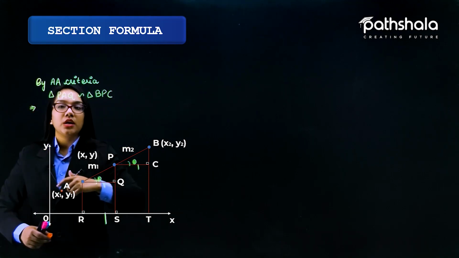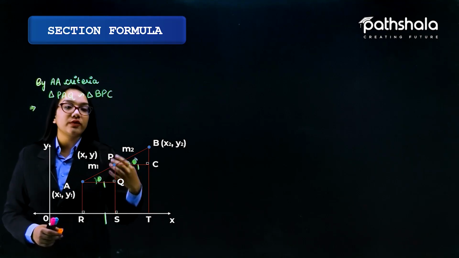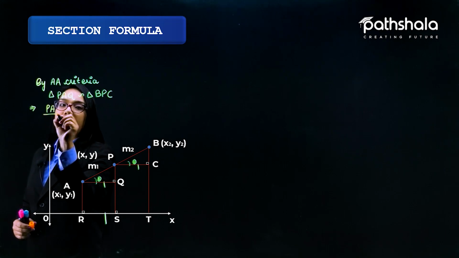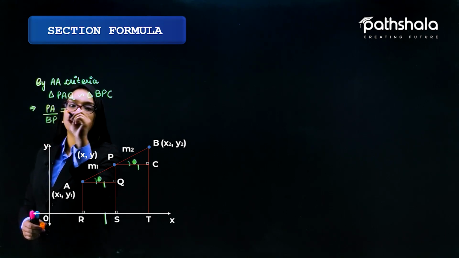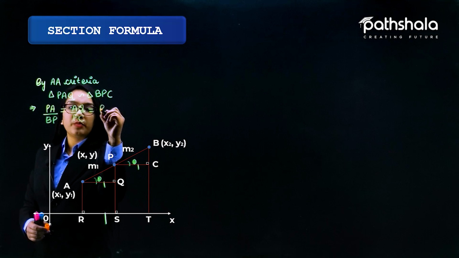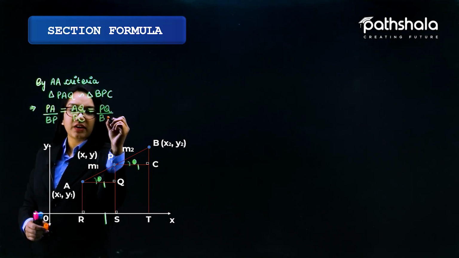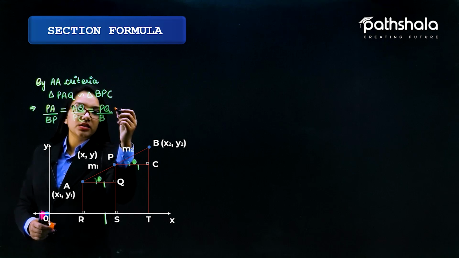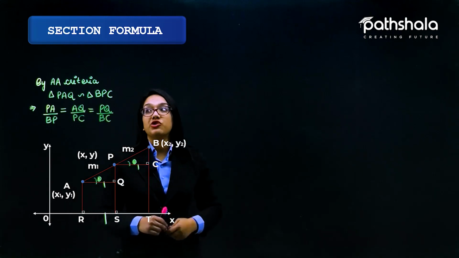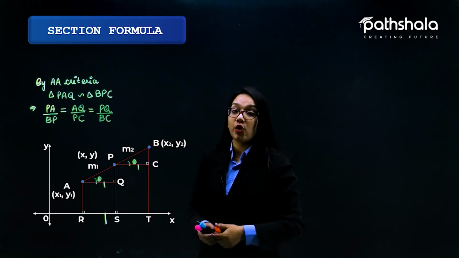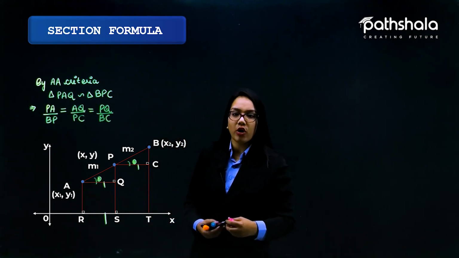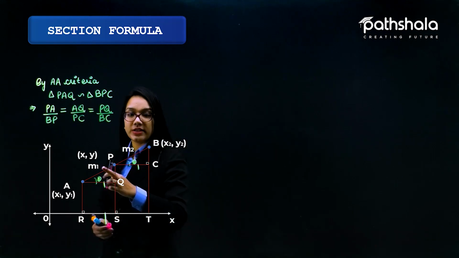And if the two triangles are similar to each other, then the ratios of their corresponding sides are also equal. It means that PA by BP is equal to AQ by PC, which is equal to PQ by BC. We can write it in this particular formation. If the two triangles are similar by the angle criteria, then their corresponding ratios are equal to each other. Now let's find these ratios. First of all, as we know, M1 is PA.